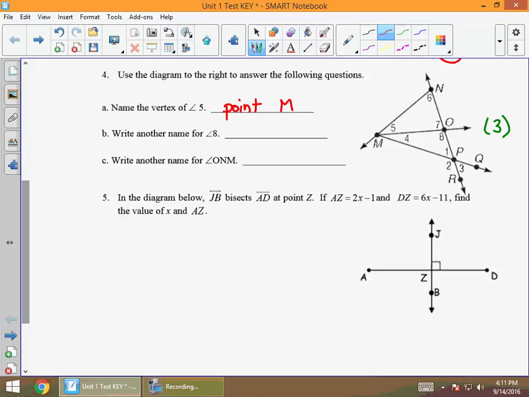Number 8. Write another name for angle 8. So I'm going to highlight angle 8 over here. Here's angle 8. Right there. If I were to kind of extend those out, let's see where those lines go. Right there.